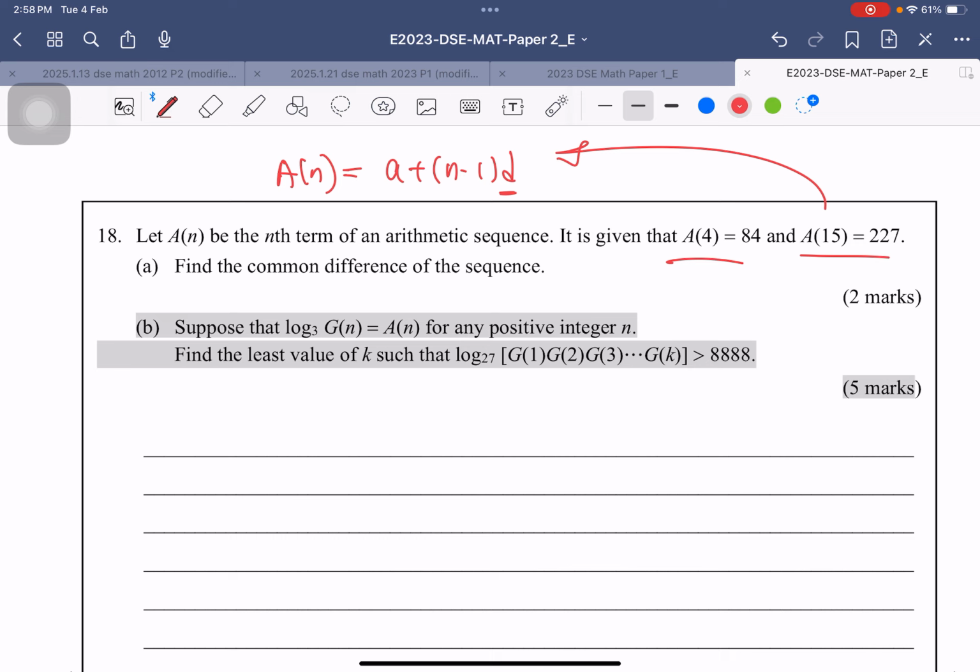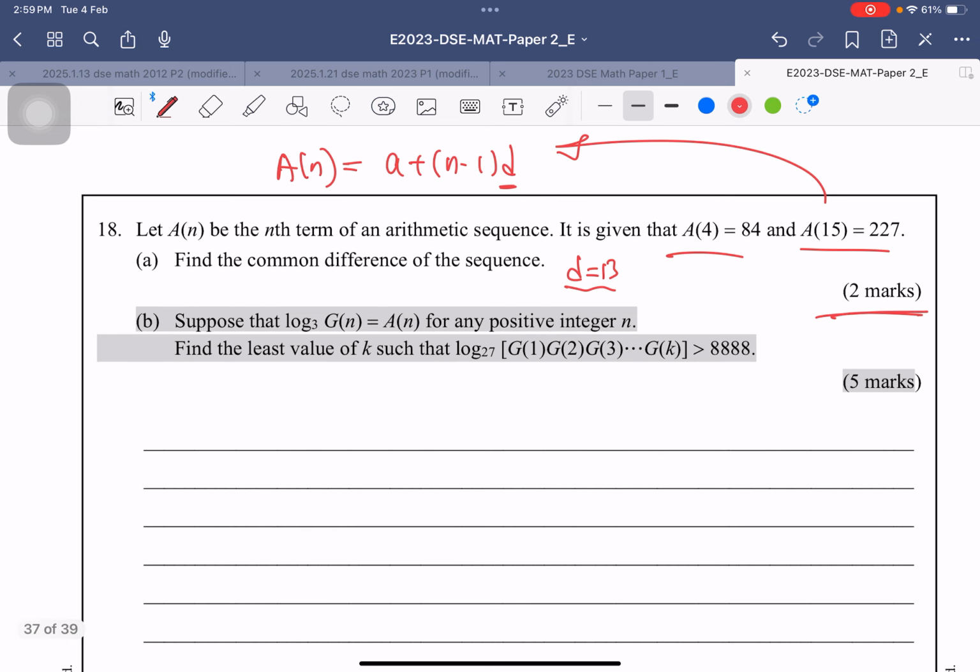13. So can you get 13? Yep, just use equation 1, isn't it? So d is equal to 13. You see, easy 2 marks. So part B looks hard, but it's still easy.